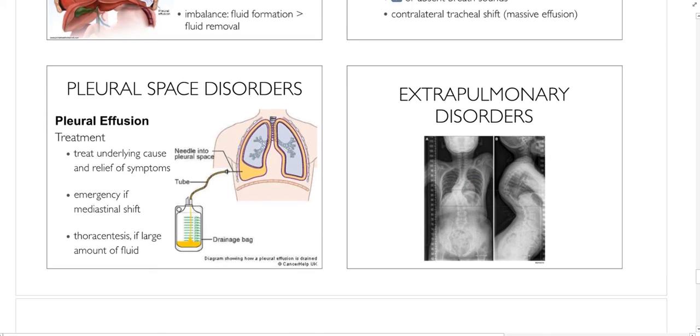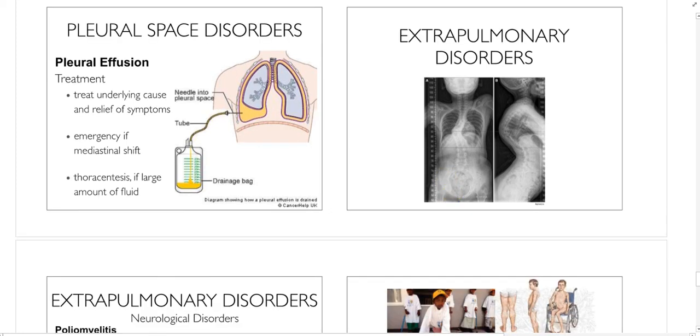So similar to a pneumothorax, we're going to be using a needle into the chest to drain all that fluid out. And then we're going to treat the underlying cause of why they have this in the first place. If it's small, it won't be emergent, but if there is a mediastinal shift, it will be emergent, because that means there is a massive amount of fluid buildup inside here. And then the thoracentesis is what this is. If it's small, they may just let it get removed by the body naturally.